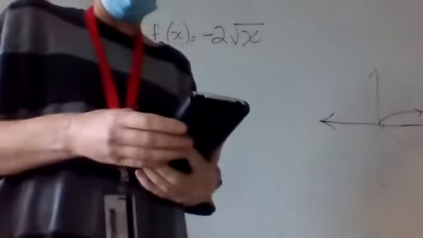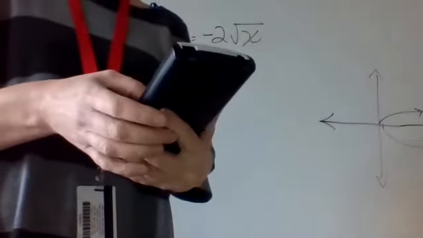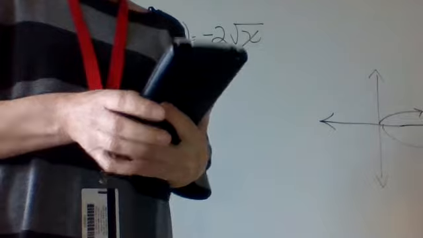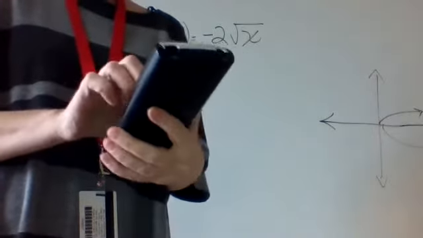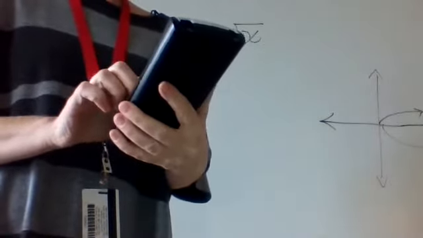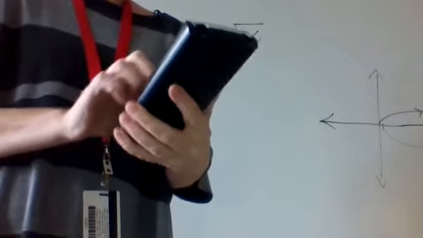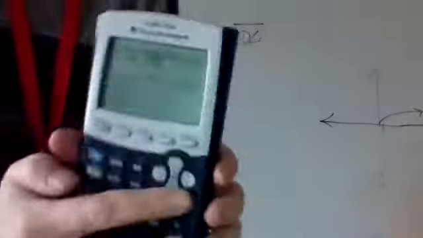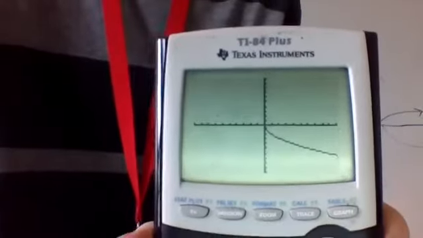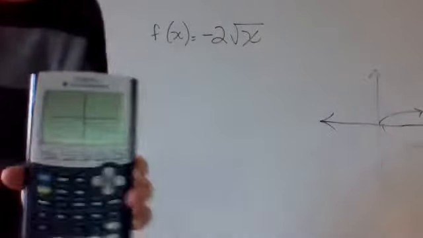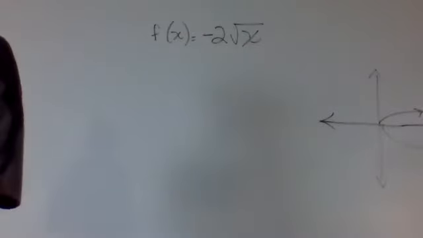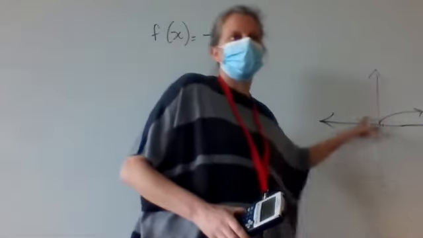So again, we just go in and type it in. -2 second square root, oh, what did I just do? Second square root x, and then graph it. So you'll see it flipped it upside down. Since this is multiple choice, you can pretty much just look at those, right? There's only one that even has anything that looks like an upside down square root.